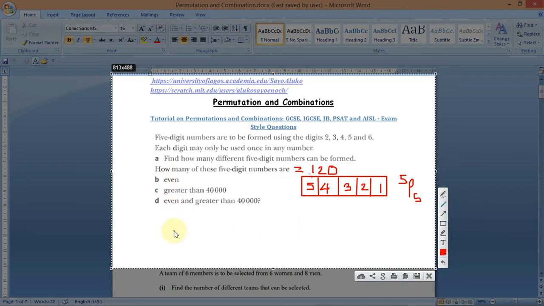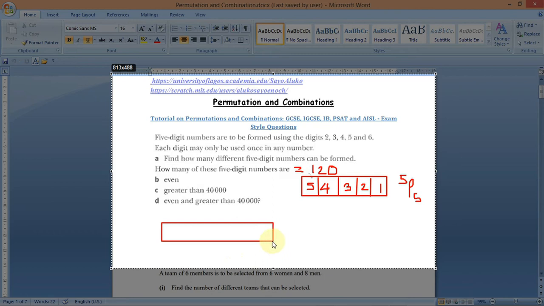So the second question now, I want to form 5 digit numbers again, and find how many of these 5 digit numbers are even. So how many of the 5 digit numbers are even? And that's what I want to do now.